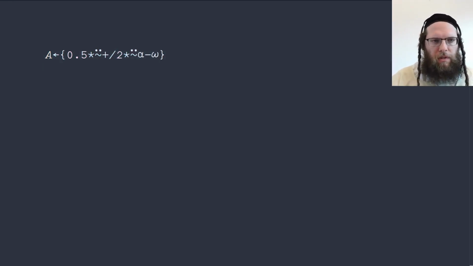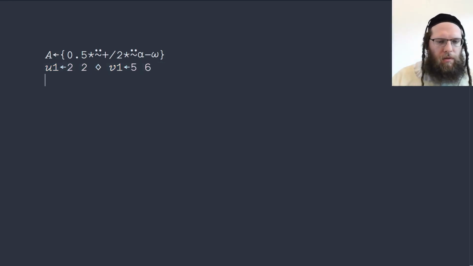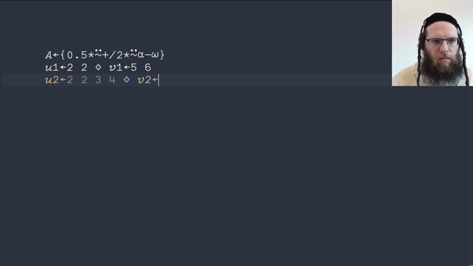So we can test this. And we have another test case. This is 2D space, so let's try a 4D space as well. We can say U1, A, V1, and U2, A, V2.